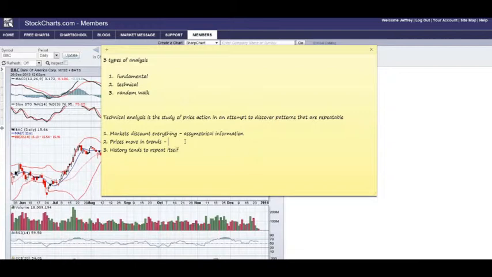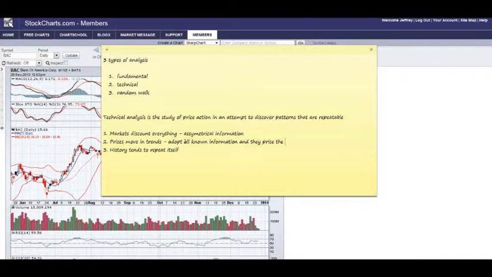The second aspect is that prices move in trends. Does that tend to happen? Sure. When we look at long-term charts, you can see trends happening. One of the arguments against the idea that prices move in trends is that proponents will basically say, hey, prices pretty much adopt all known information, and they price in the end result.